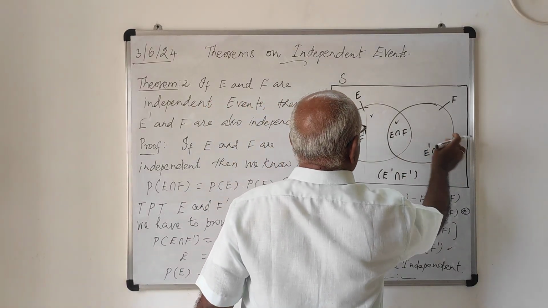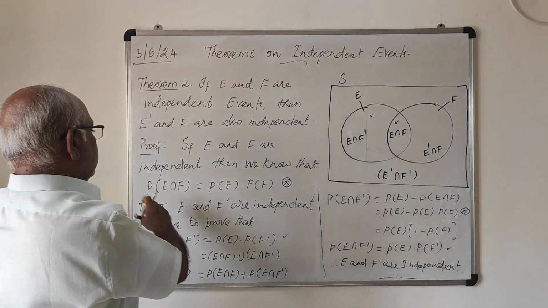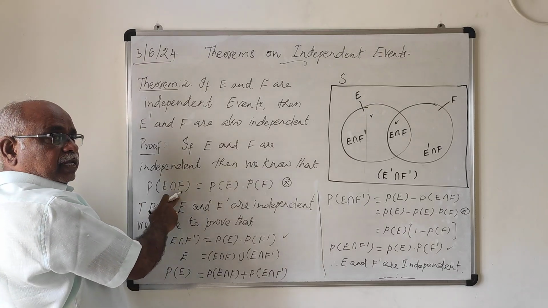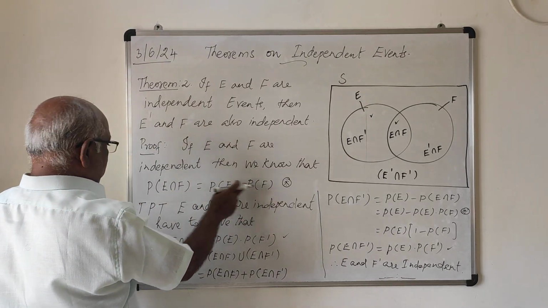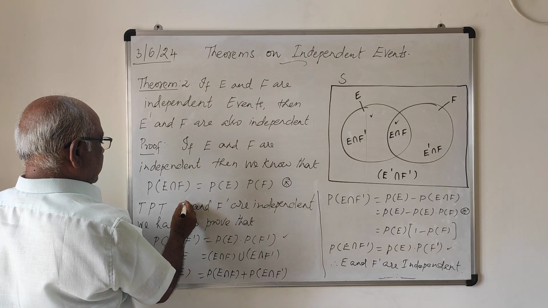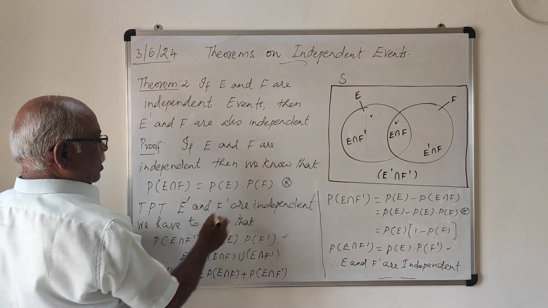E dash and F are independent. If E and F are independent events, we know that probability of E intersection F equals probability of E into probability of F. Now we have to prove that E dash and F are independent.